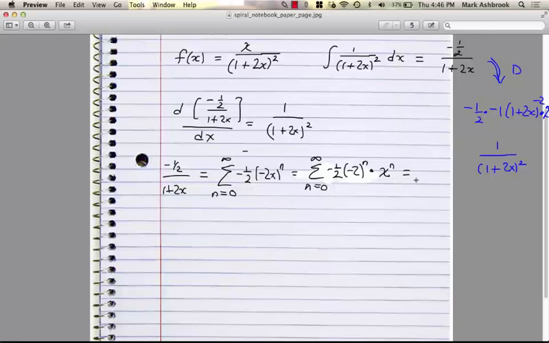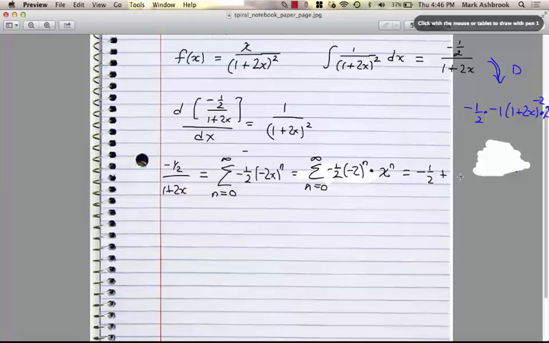I think that'll make our life a little easier in terms of writing out some terms. So when n is 0, it's going to be negative 1/2 plus, when it's 1, it's going to be positive 1 times x to the 1, so it'll be x. And then when it's 2, that'll be 4 divided by 2, negative 2x squared. Do one more term. When n is 3, it's going to be negative 8 times negative a half, which is plus 4x cubed. Agree with that?